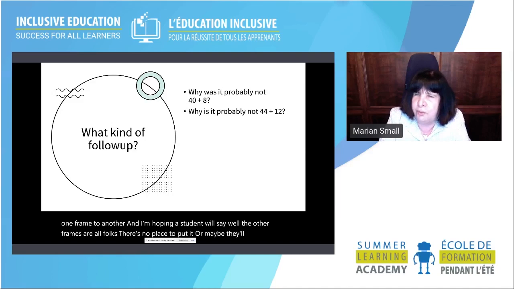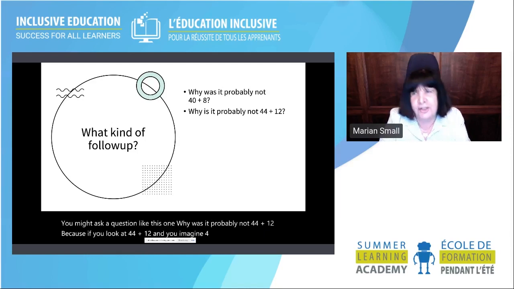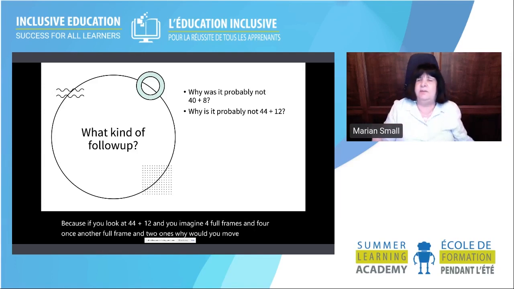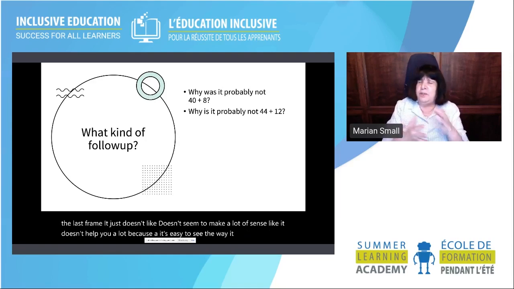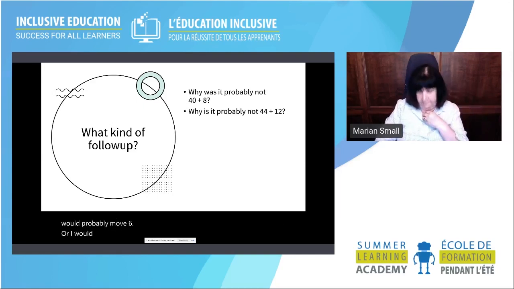Because if you look at 44 plus 12 and you imagine 4 full frames and 4 ones, another full frame and 2 ones, why would you move 3 out of the last frame? It just doesn't seem to make a lot of sense. It doesn't help you a lot because it's easy to see the way it is, or maybe I would probably move 6. They would say different things. It might be a different answer than for 40 plus 8.